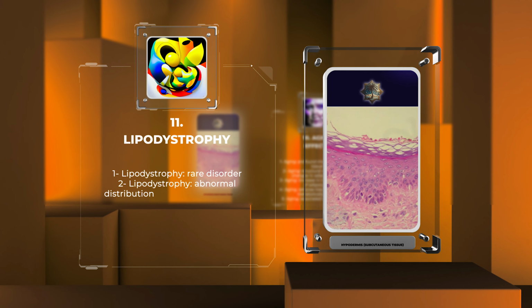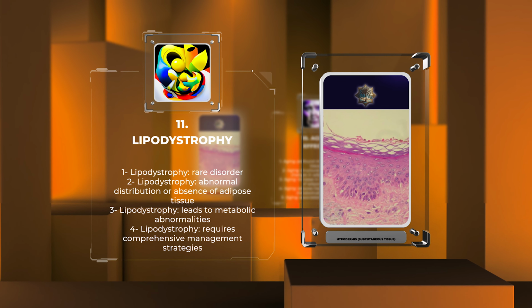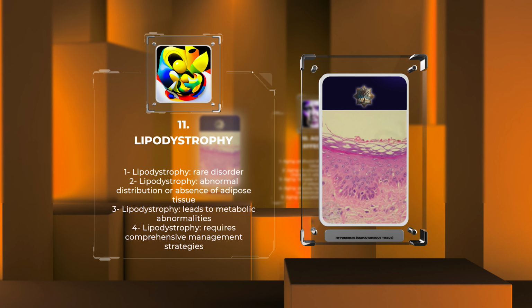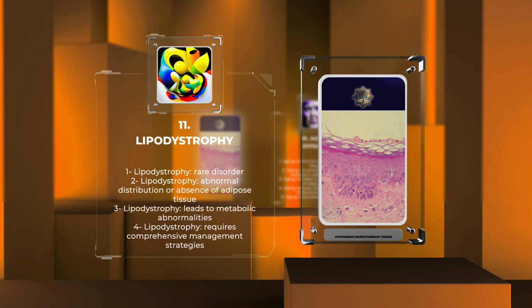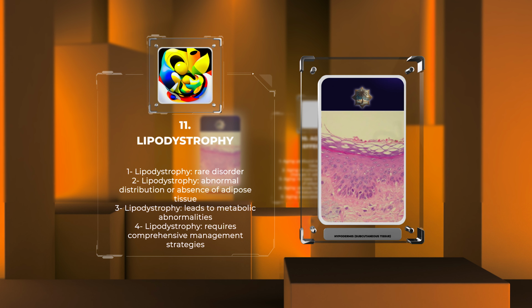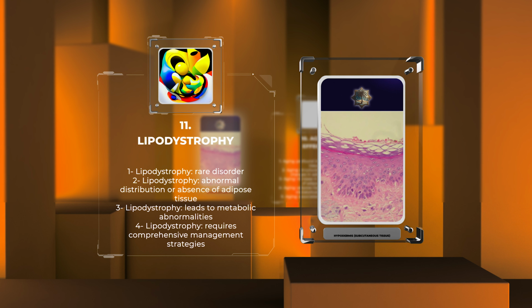Lipodystrophy is a rare disorder characterized by the abnormal distribution or absence of adipose tissue. This condition often leads to metabolic abnormalities, including insulin resistance, lipid disturbances, and complications associated with fat redistribution. Lipodystrophy can be either inherited or acquired and requires comprehensive management strategies to address its significant impact on overall health.